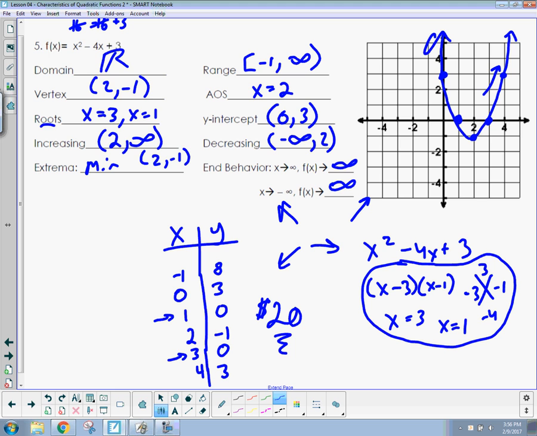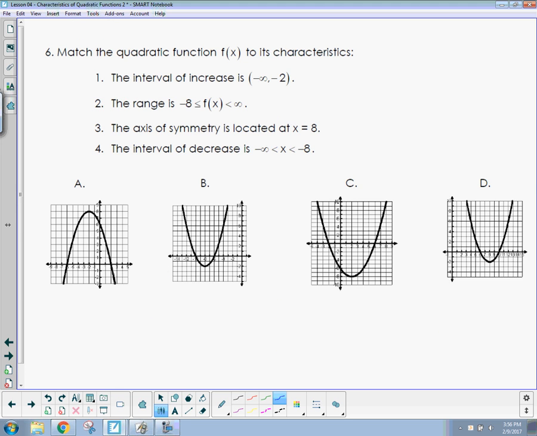Match the quadratic function f of x to the characteristics. The interval of increase is negative infinity to negative 2. This is increasing from negative infinity. That looks like a 2, so that might be a maybe. Let's see. This one's decreasing. This one's increasing from that, what is that, 2, 4, 6, 8. Oh, I'm sorry, that's not it. This is increasing, but it's not from the infinity. And this 2 is increasing, but not from the infinity. Must be A. A is the best answer.